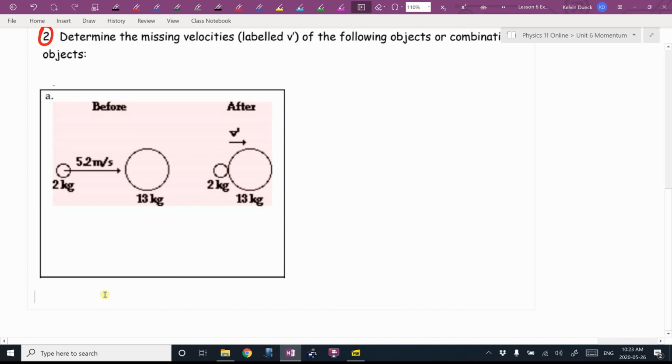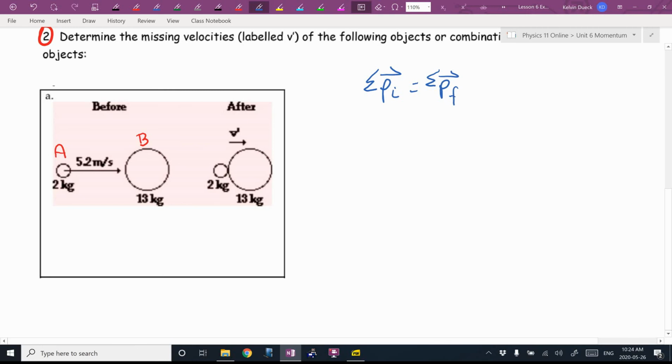I'm going to call this mass A. I'll call this mass B. There's a collision, so this is a job for conservation of momentum. The sum of all the momentum we start with equals the sum of all the momentum we finish with.